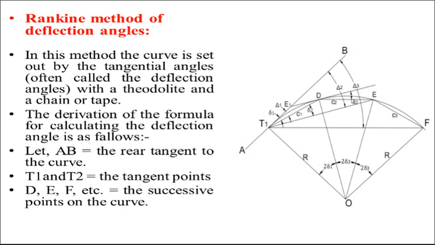In this method, the curve is set out by the tangential angle, also called deflection angles, with a theodolite and a chain or tape. The formula for this method is derived as below. Let T1B be the rear tangent to the curve. Then T1 and T2 are the tangent points, that is, the first tangent point and the second tangent point.